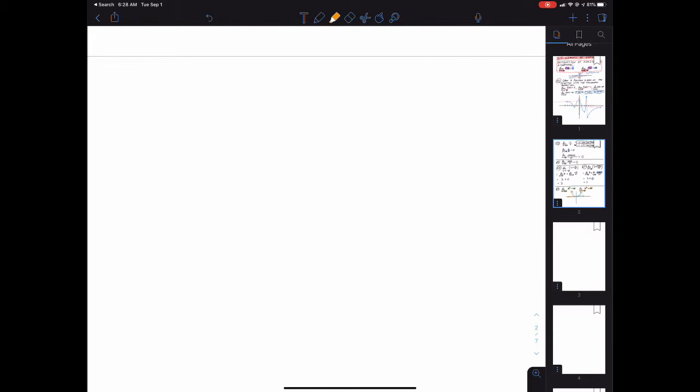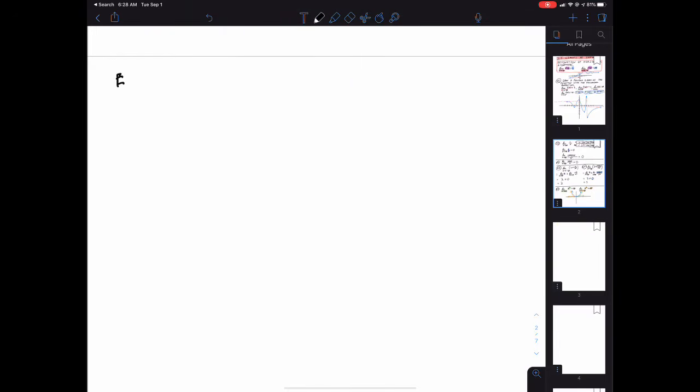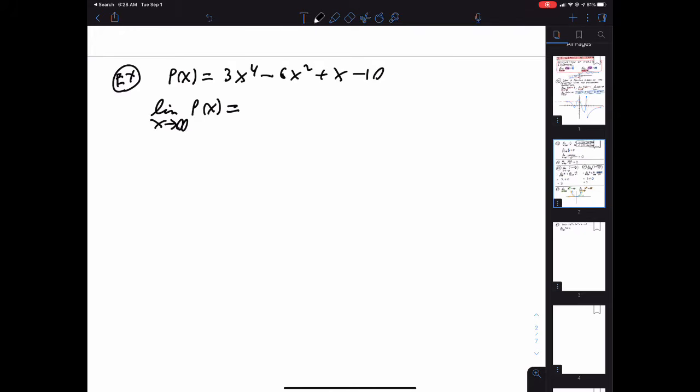Let's do an example here. So we have this function. And we want to know the end behavior. So we would do the limit as x goes to infinity of the function to find the right end behavior. Well, how do you do this? Because there's so many things going on there.